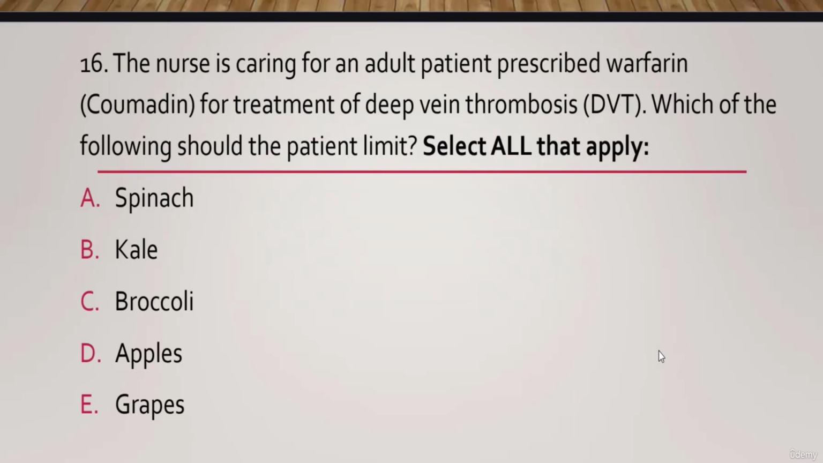Another question: the nurse is caring for an adult patient prescribed warfarin, Coumadin, for treatment of deep vein thrombosis, DVT. Which of the following should the patient limit? Of course, apples and grapes. And all the rest are rich in iron, so the patient should be taking A, B, and C: spinach, kale, and broccoli.